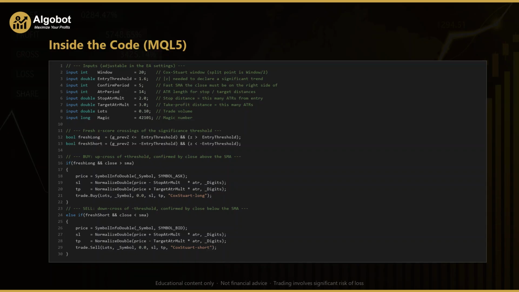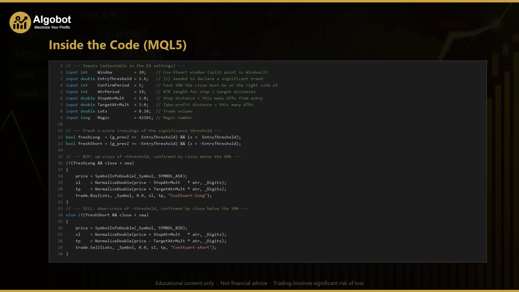Fresh short is the mirror, true when z crosses down through the negative threshold. Now the buy block. When fresh long is true and the completed close is above the confirmation moving average, the EA reads the ask price, sets the stop loss a number of ATRs below entry, sets the take profit a larger number of ATRs above, and calls trade.buy with those levels.